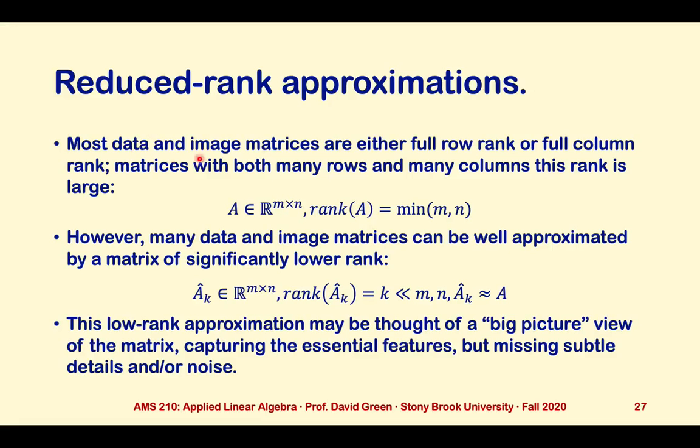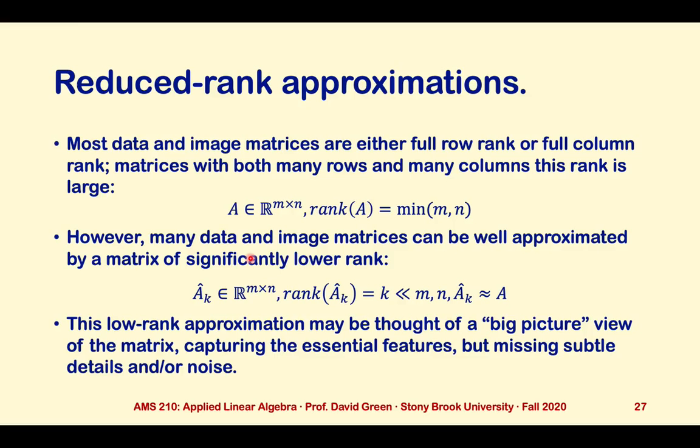Most data matrices, most image matrices are either full row rank or full column rank. That is, it is rare for there to be linear combinations or linear dependencies between the smaller of the dimensions of a matrix. And for matrices that have many rows and many columns, which includes both images and many sorts of data, this rank can be very, very large. This poses problems both for working with matrices, but also even just for storing them in a computer.